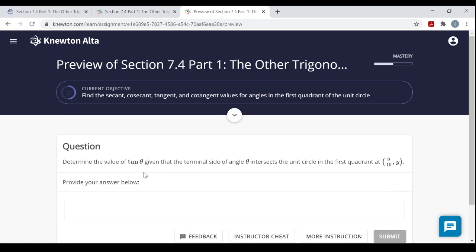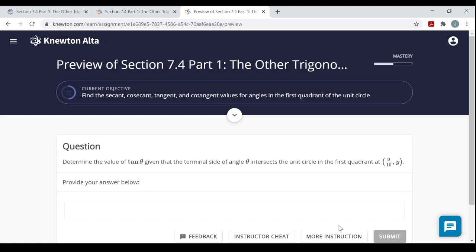Okay, so this is similar. I'll do this one just because it's tangent instead of cotangent. I'll write this one out. So it's: determine the value of tangent of theta, given that the terminal side of angle theta intersects the unit circle in the first quadrant at a point with an x-coordinate of 9/10 and a missing y-coordinate. We're going to have to find that missing y-coordinate.